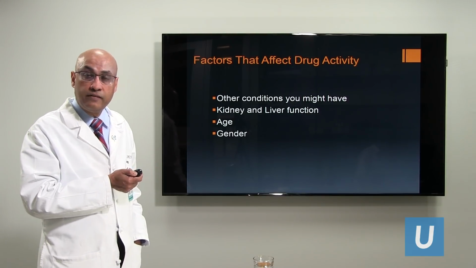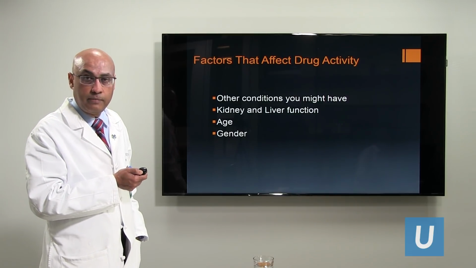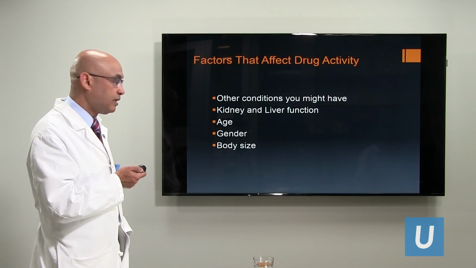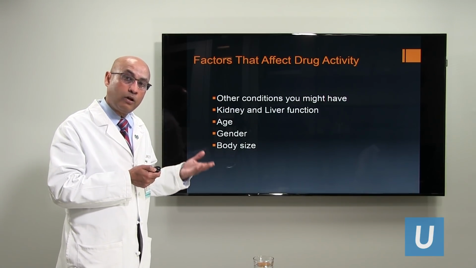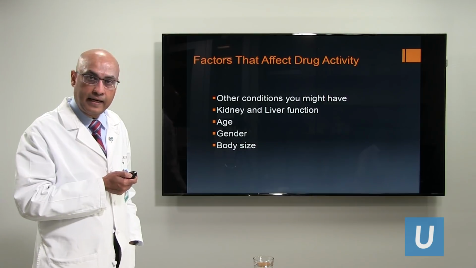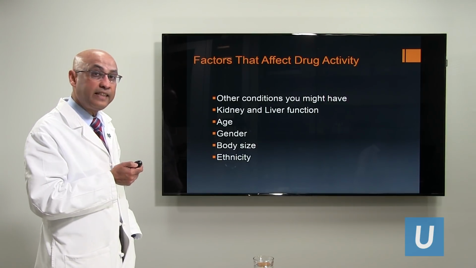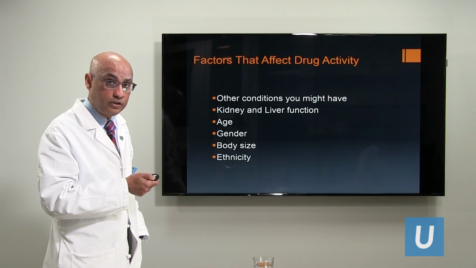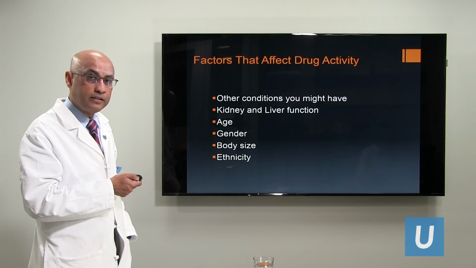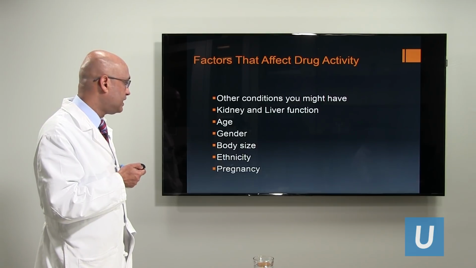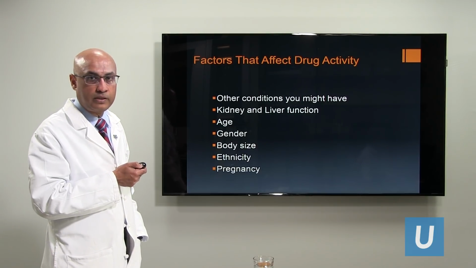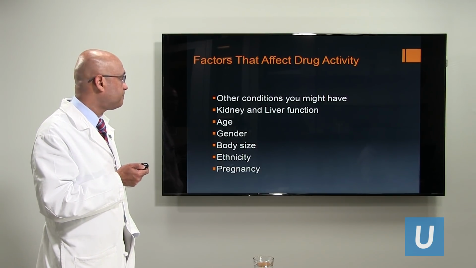There are also gender differences between medications, between males and females. Then there's body size. If somebody is very small or very big, the pharmacokinetics have to be taken into account. Ethnicity, there are differences if Asians or Caucasians or Africans, that also is taken into account for some of the medications. And we spoke about pregnancy, once again, very, very important.